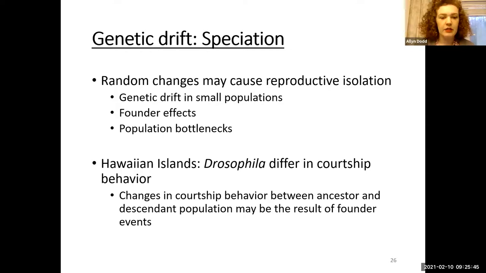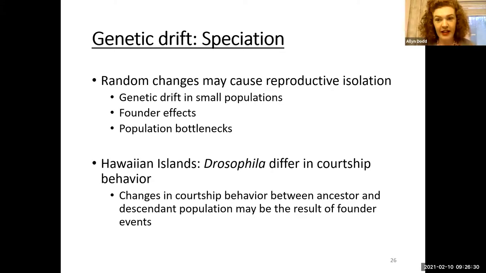One example of founder effect in your book occurred with fruit flies, Drosophila, in the Hawaiian Islands. Drosophila are very different. They have courtship behaviors, and their courtship behavior differs among the Hawaiian Islands. It's thought that those differences are due to founder events. In this case, some of the flies may have been flying and then, whoa, wind! They got blown to another island and there's only two of them there. And they're like, oh, okay, I guess it's just us. I guess we'll make some babies. So that's what a founder effect is.